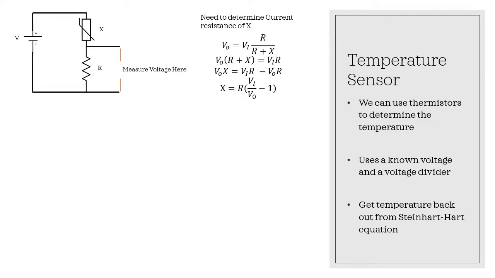So we're going to use our well-known voltage divider equation, and then we're going to solve for the current resistance of our thermistor, where X is the value of the resistance on our thermistor at any given point in time, R is the value of our paired resistor that is known, and VI is our input voltage. So we wind up with the resistance of our thermistor is equal to our known resistor value times the quantity of the ratio of our voltage input over output minus 1.